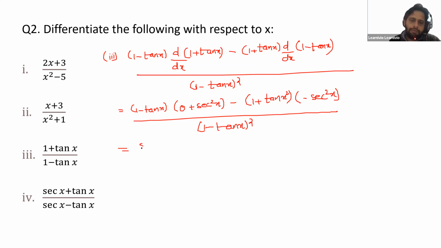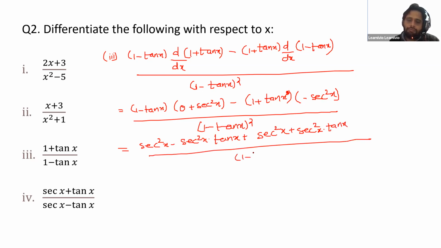Now open this bracket. This will give you sec square x minus sec square x into tan x. And open this bracket. This will give you sec square x plus sec square x into tan x, by the denominator, which is 1 minus tan x whole square. Now you can cancel out these two terms. So you will get 2 sec square x by 1 minus tan x whole square. Okay, so hope this is clear to you. Now, Yusra, please note down this and start the fourth one.